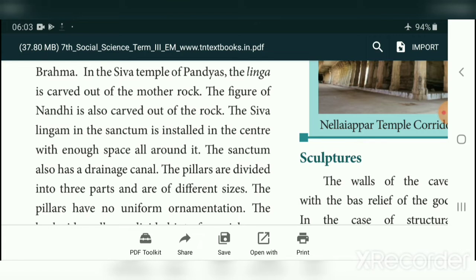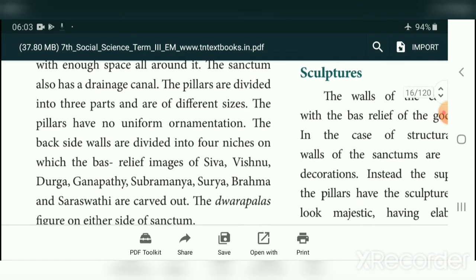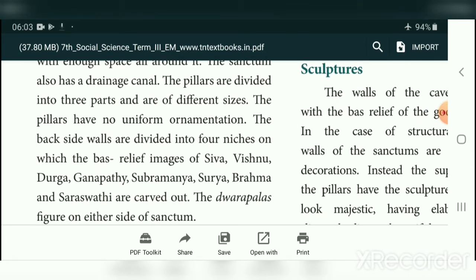The sanctum also has a drainage canal to remove the water from the Garbhagriha. The pillars are divided into 3 parts, and all the parts are of different sizes. The pillars have no uniform ornamentation. Each part is decorated by different sculptures.